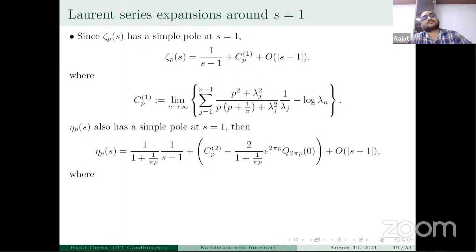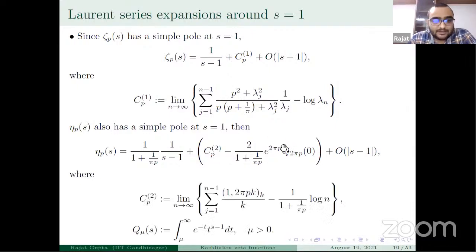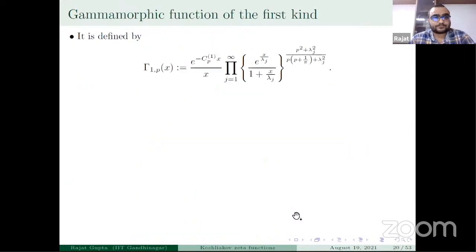Similarly, eta p also has a simple pole at s equal to 1 with the following Laurent expansion, where the constant term now is cp of 2 minus this, where cp of 2 is given by this limit, and Q mu is nothing but the incomplete gamma function, defined by this. So if you take p tends to infinity, this thing goes to 0, and this limit will reduce to the limit definition of the Euler gamma constant.